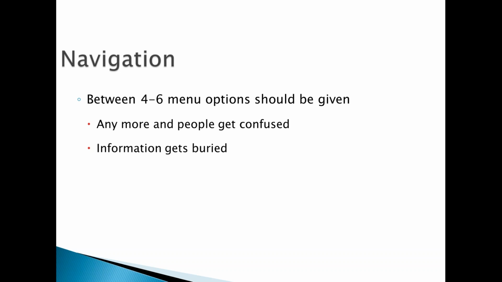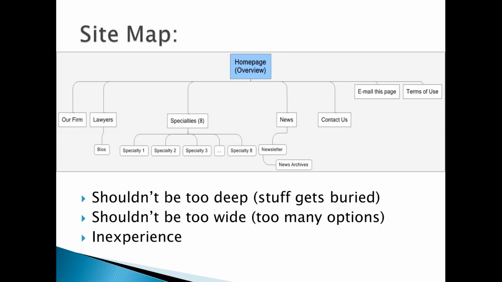So with menu navigation, we want to make sure that we're not giving our users too many options. So we want to give them between 4 to 6 menu options, and that's it. Any more and people get confused and information will get buried. So let me show you what that looks like.